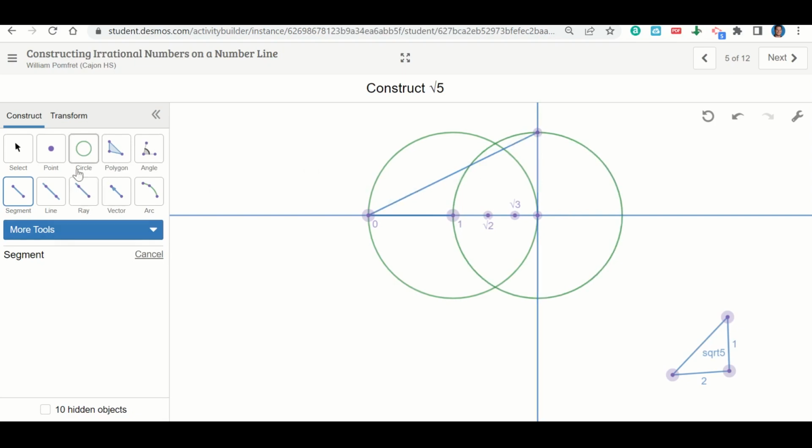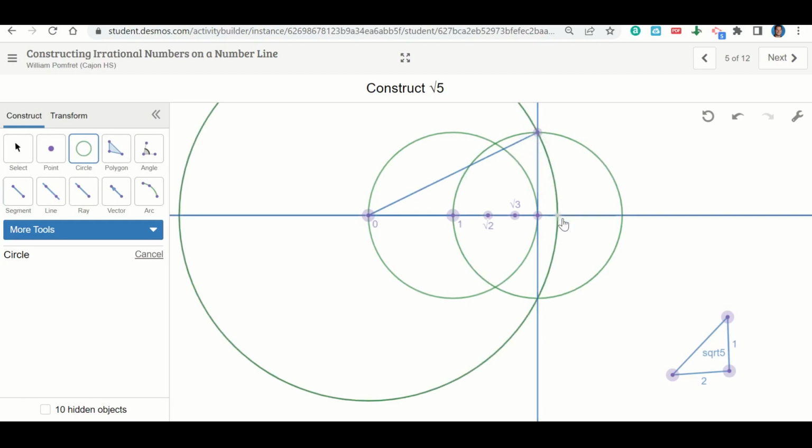Now all I need to do is use my circle tool to go from this point out to this point there. And this has a radius of square root of 5. So therefore, when I go down to here, I also have a radius of square root of 5. Now all I need to do is put a point where they intersect right there. And that point right there should represent square root of 5.